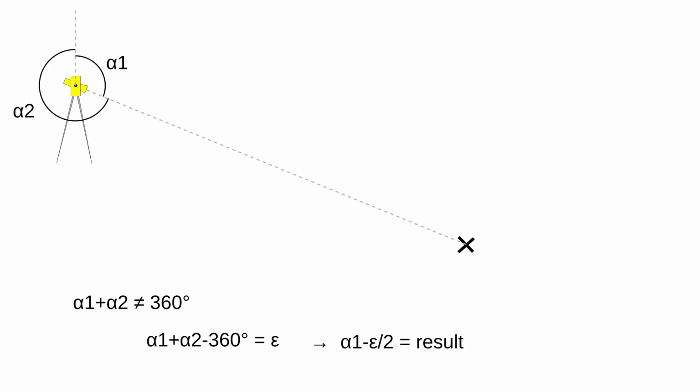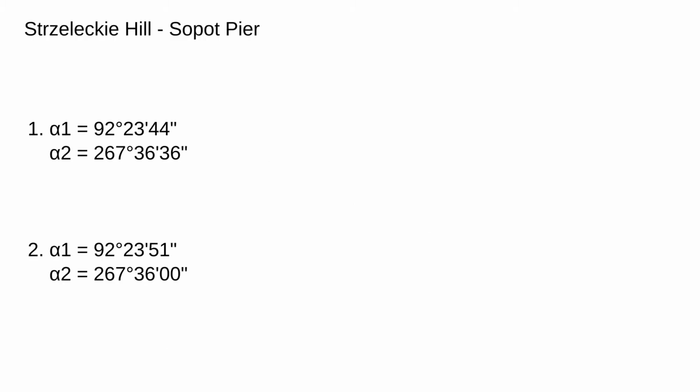In addition, we measured each of the points twice from two slightly different positions because of the plans to measure the distance. I will be averaging the corrected vertical angles from both measurements and use values obtained this way for further analysis. For example, these are the results of the measurements of the Sopot pier from the Strzeleckie Hill.